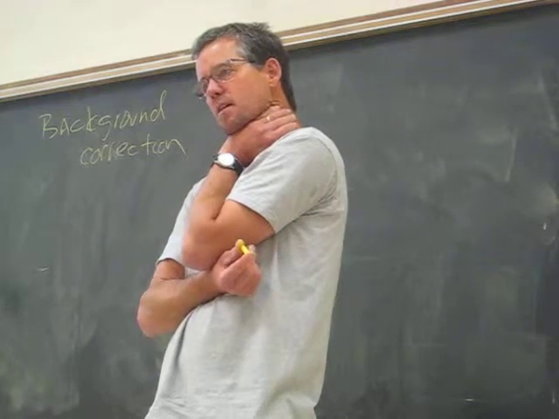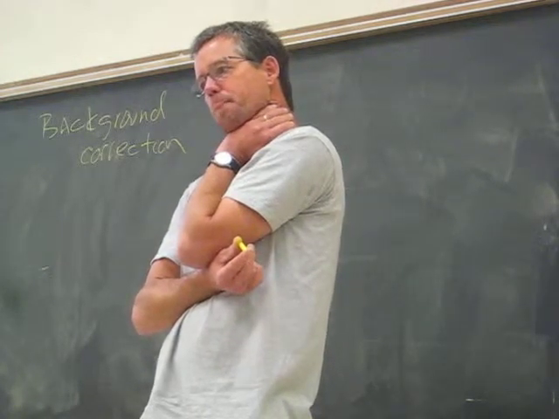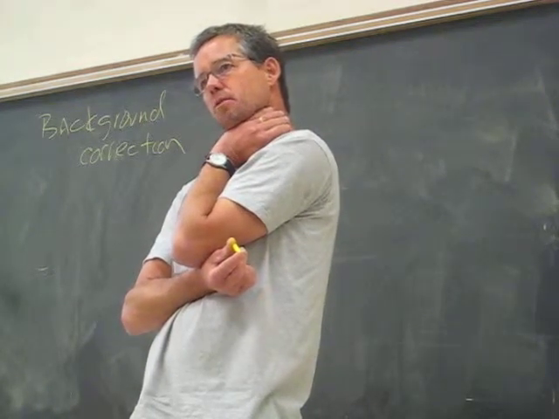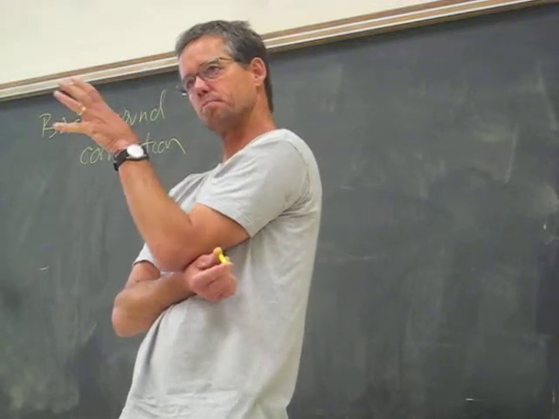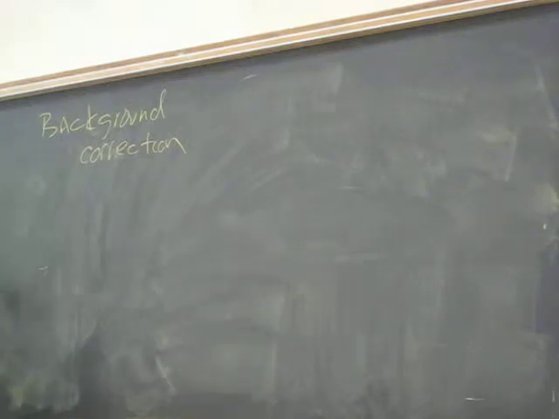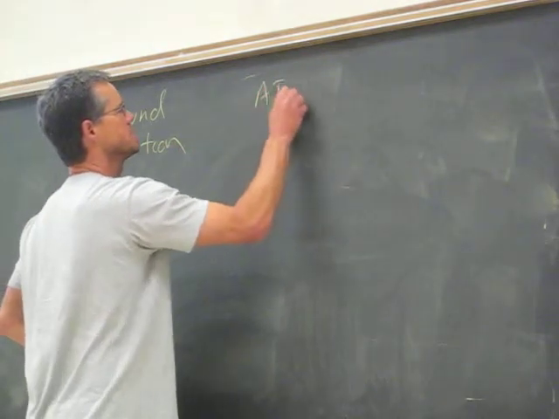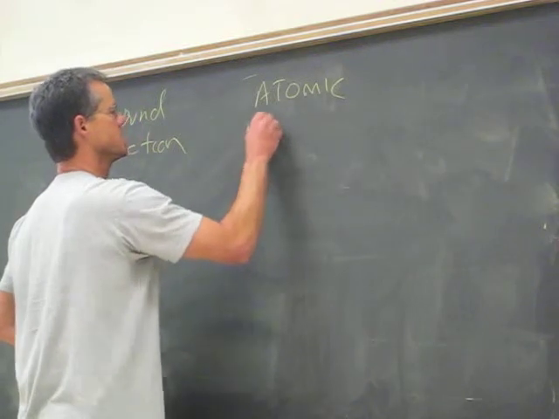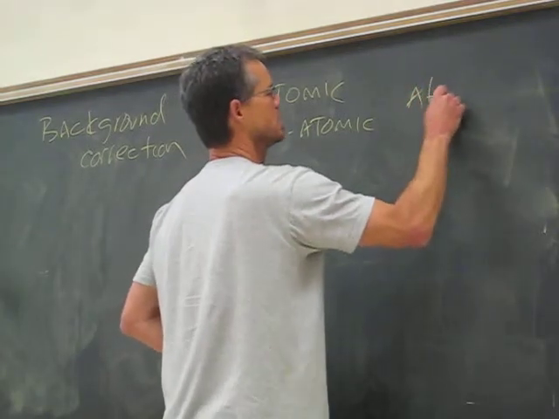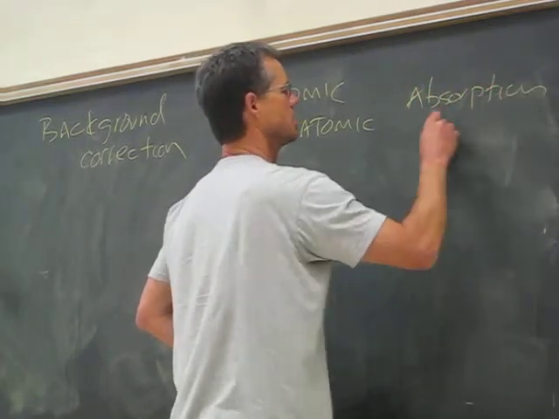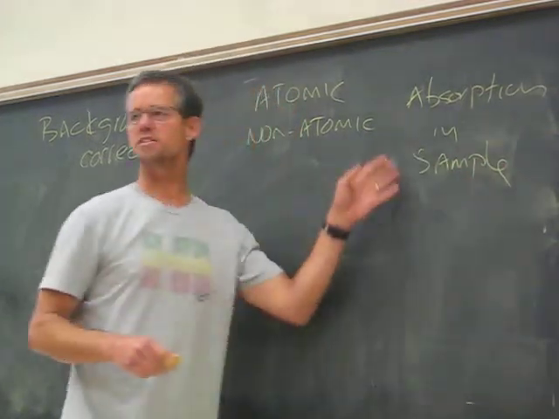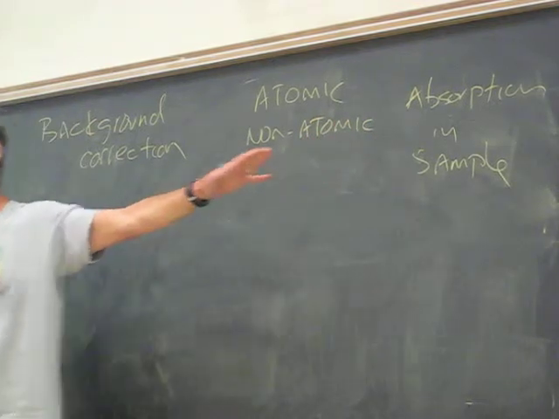Technically that would be background, but that's not an issue here because of how the monochromator and those instruments are structured. What we're talking about here is background correction, really distinguishing between atomic versus non-atomic absorption in the sample that you're analyzing. So the flame's not part of this issue per se. It's really in the sample.